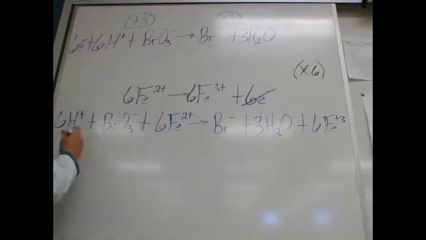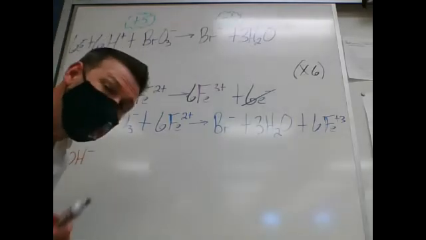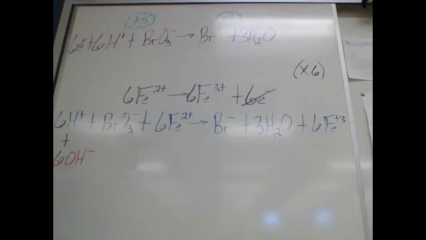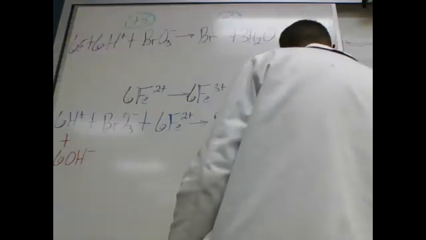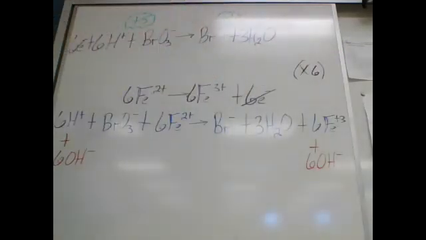Let's add 6 OH minuses. And that will make it not be acidic anymore. Mainly because whatever you do to one side to keep it balanced, you got to do to the other side. Which means to fix that, we're also adding 6 OH minuses over there.